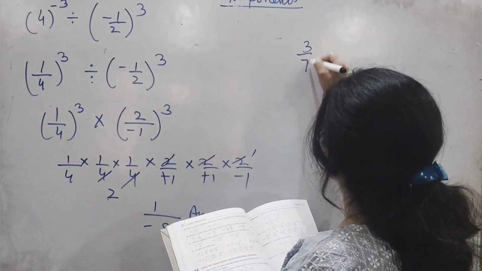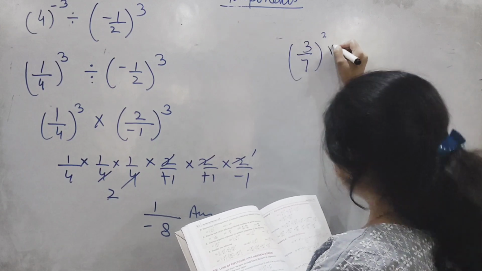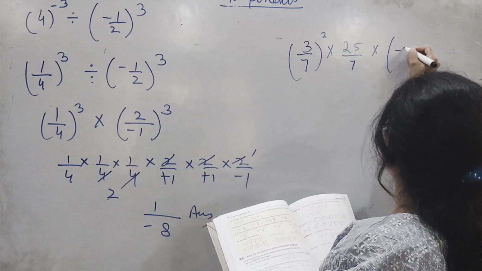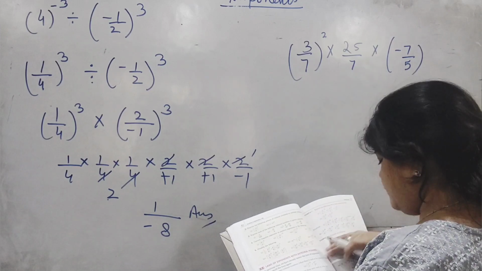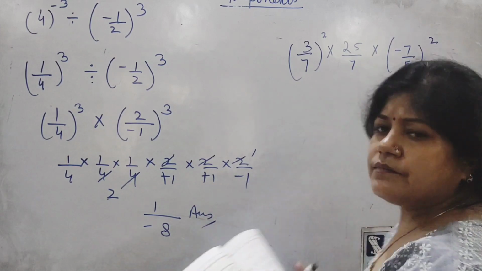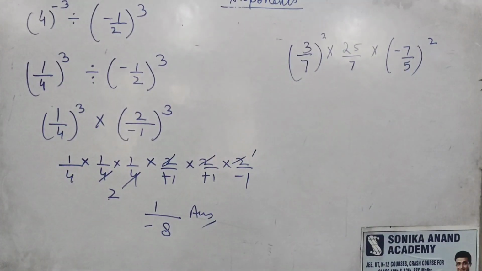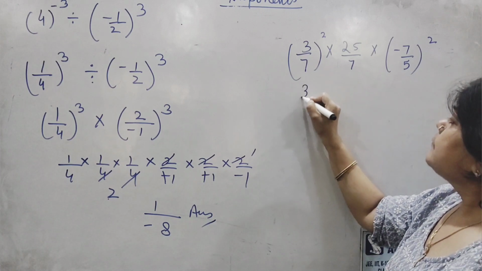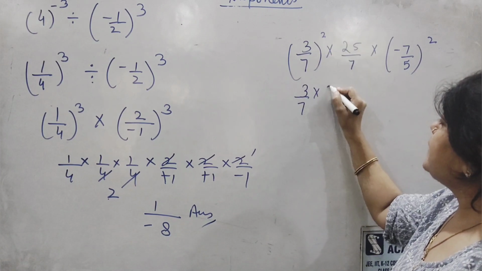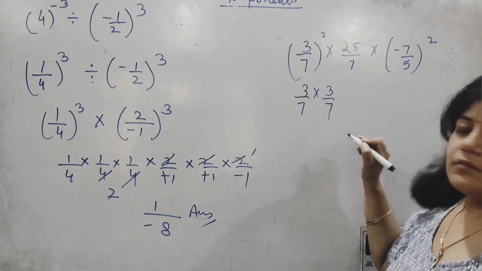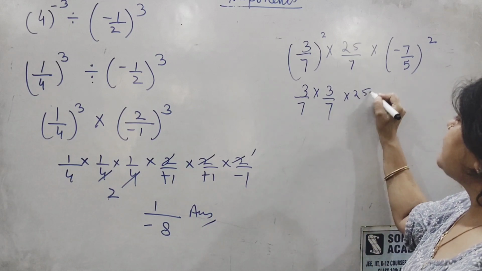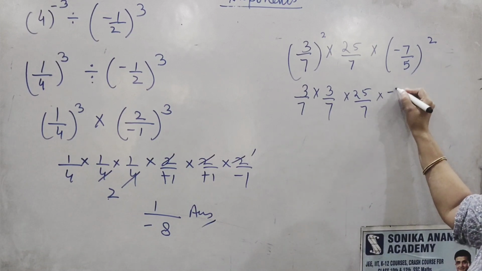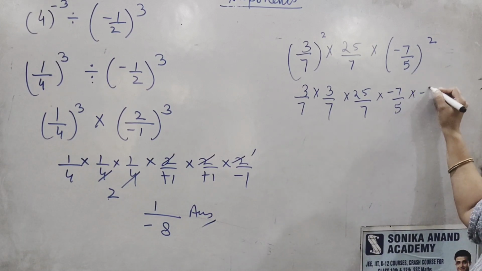(3 by 7) whole square into (25 by 7) into (minus 7 by 5) whole square. Okay. Now how will you do it? 3 by 7 two times. We write it 2 times. Then 25 by 7. It is again 2 times. So minus 7 by 5, minus 7 by 5.